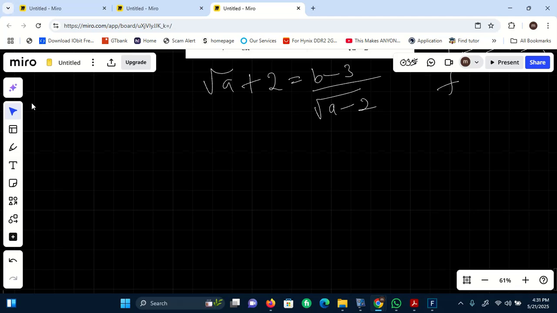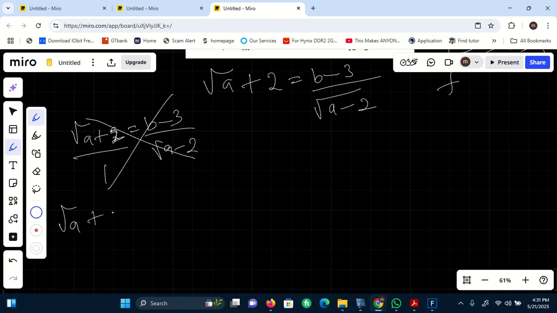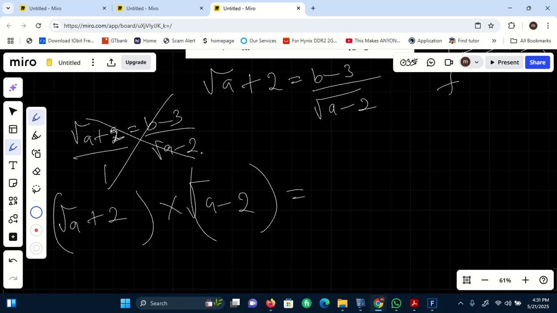So I'll start with this. It says square root of A plus 2 is equal to B minus 3 over square root of A minus 2. All right, I put over 1 here. I'm going to multiply this 2. So I'm going to have square root of A plus 2 times square root of A minus 2 is equal to 1 times B minus 3.